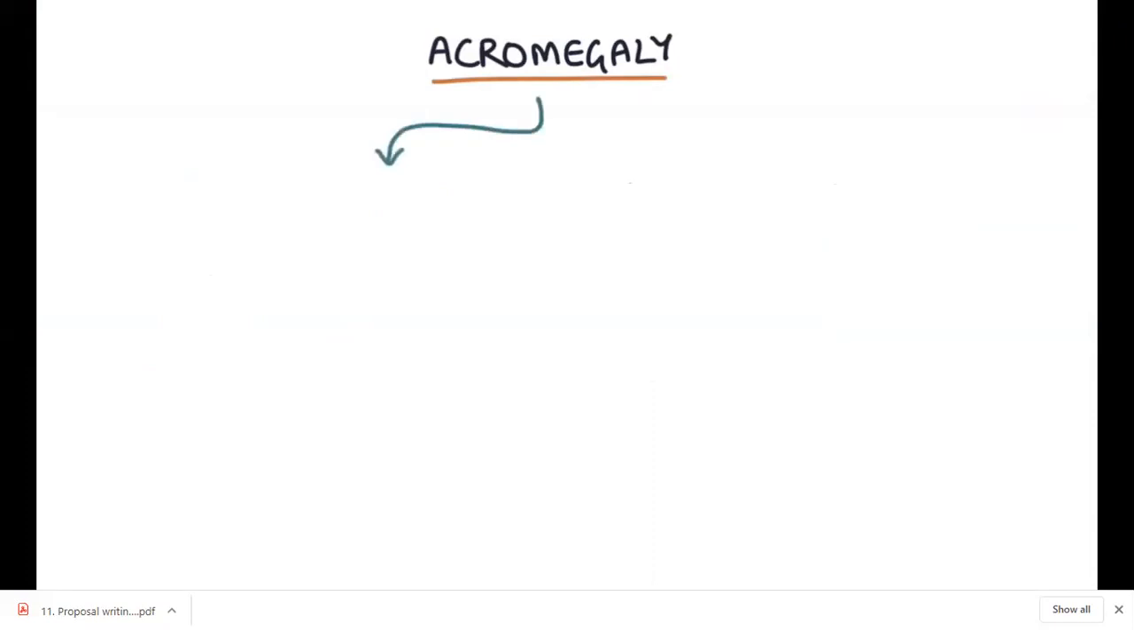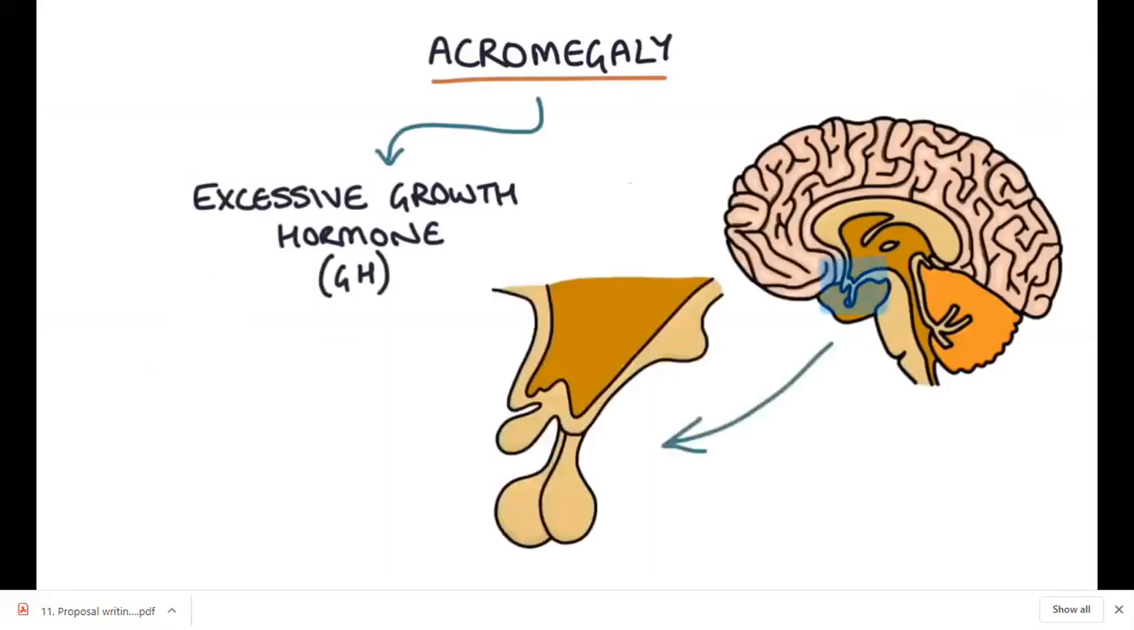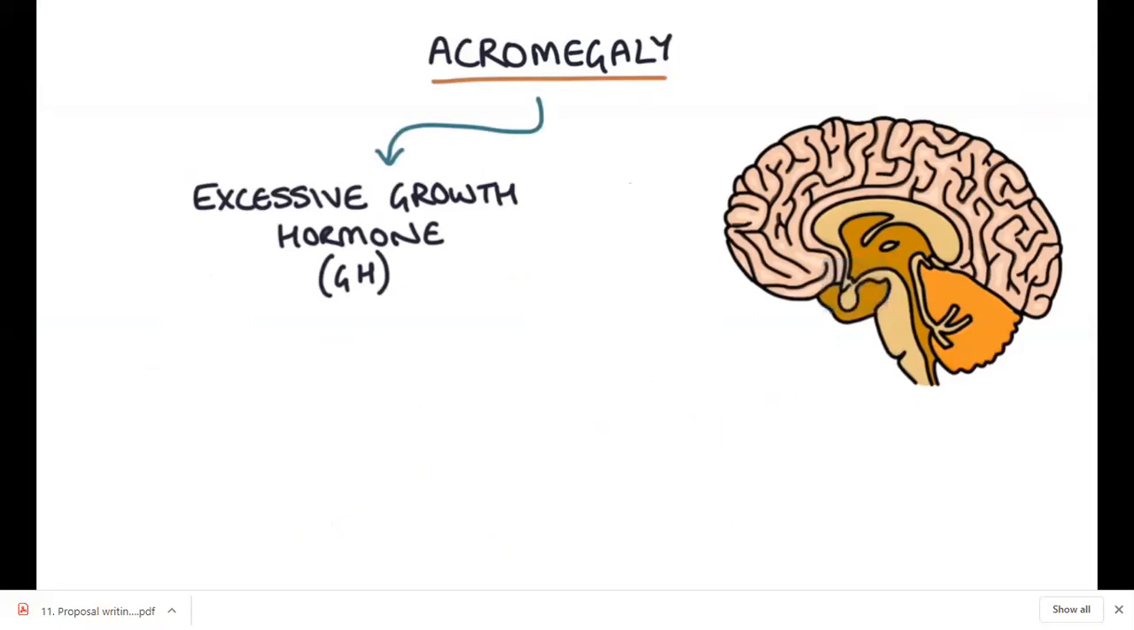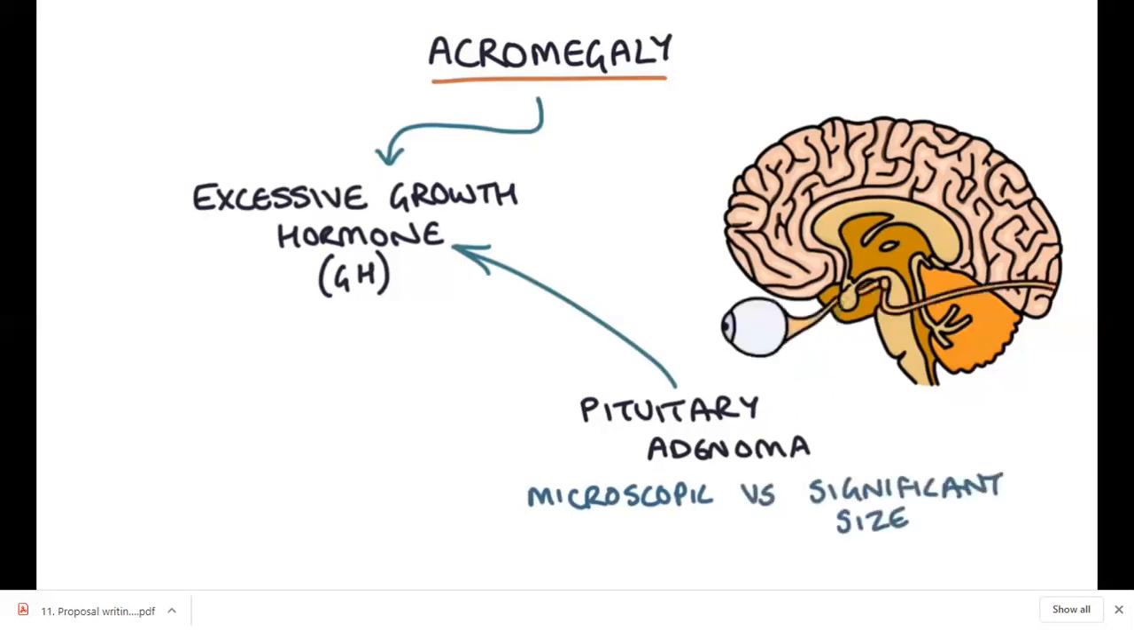Acromegaly is the clinical manifestation of excessive growth hormone, or GH. Now, growth hormone is produced by the anterior pituitary gland. The most common cause of unregulated growth hormone is a pituitary adenoma, so a hormone-secreting tumor of that pituitary gland. And this adenoma might be microscopic, so small that you can't see it on a scan, or it can be significantly sized so that it causes compression of the local structures.